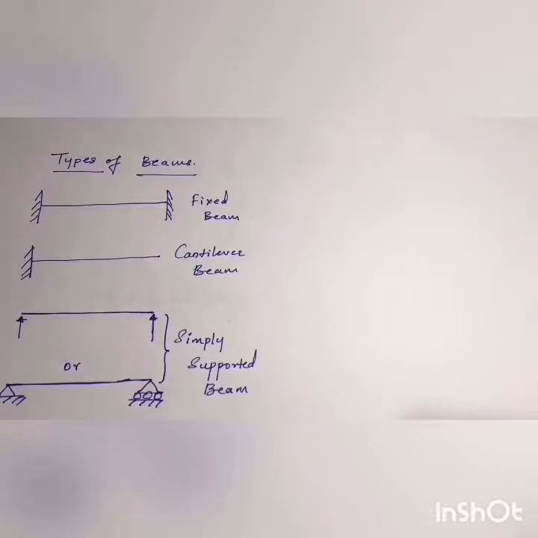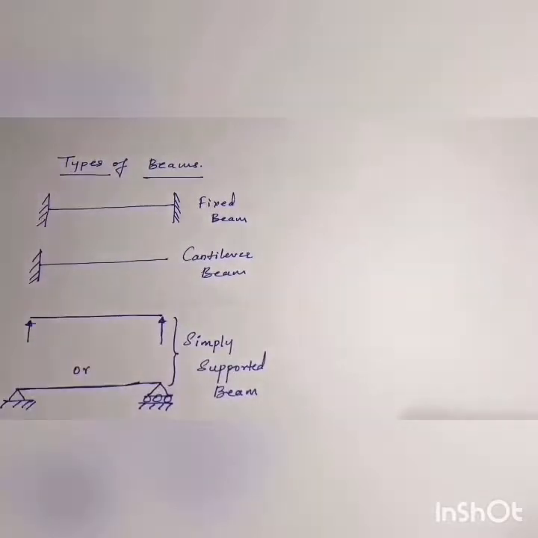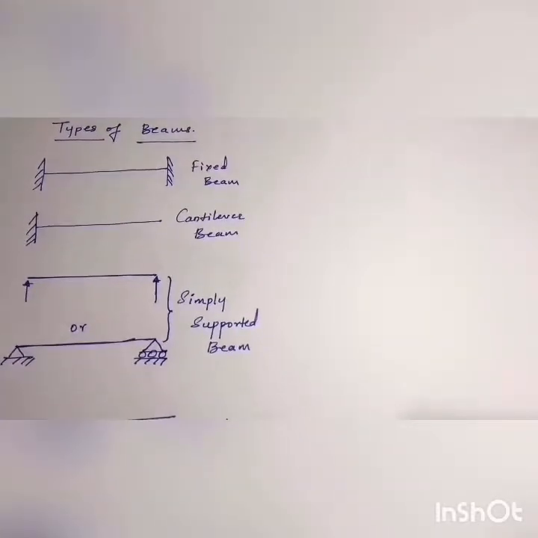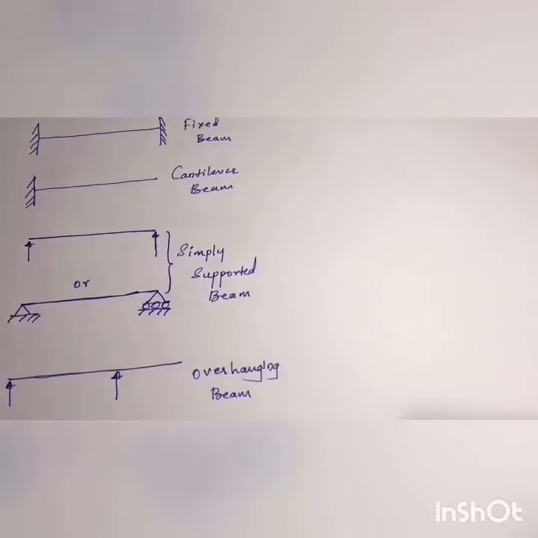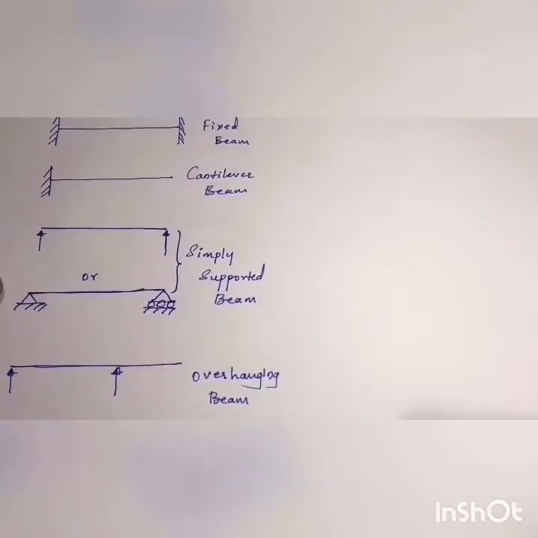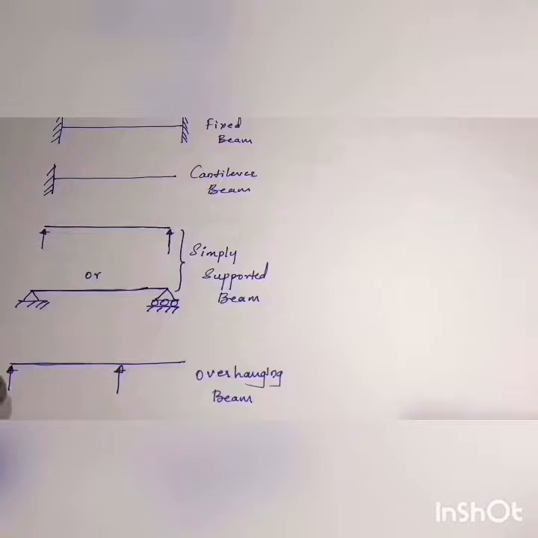The third kind of beam is the simply supported beam, where a beam simply rests on two supports as shown in the figure. The simply supported beam can also be represented as a beam which is hinged at one end and has a roller support at the other end. Finally, we have one more kind of beam, which is called an overhanging beam. Here, the beam which extends beyond the supports is called an overhanging beam.